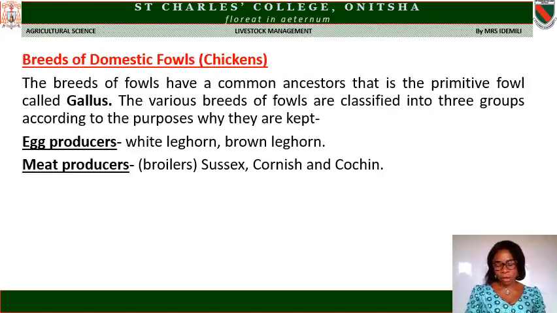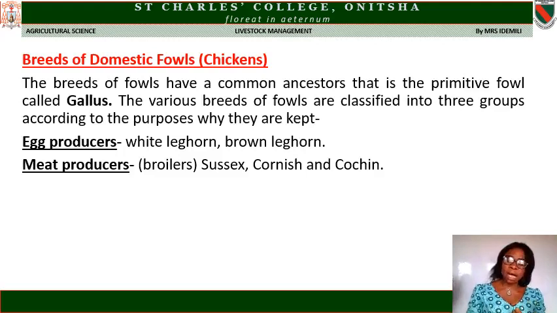Breeds of domestic fowls, that is the chicken. The breeds of fowls have common ancestors, that is the primitive fowl called gallus. The various breeds of fowl are classified into 3 according to the purposes why the farmers keep them. And they are classified into these classes. A, egg producers. These are those ones that are kept just for egg production. Their breeds include the white leghorn and the brown leghorn.